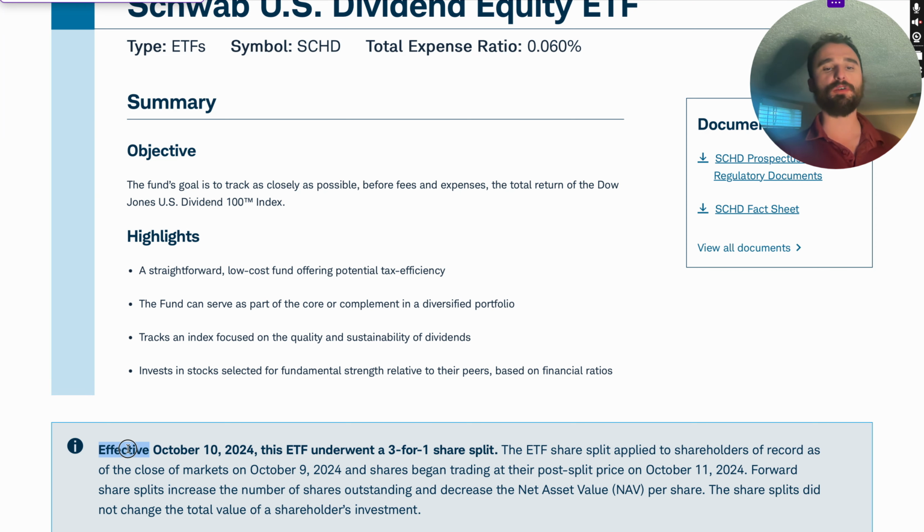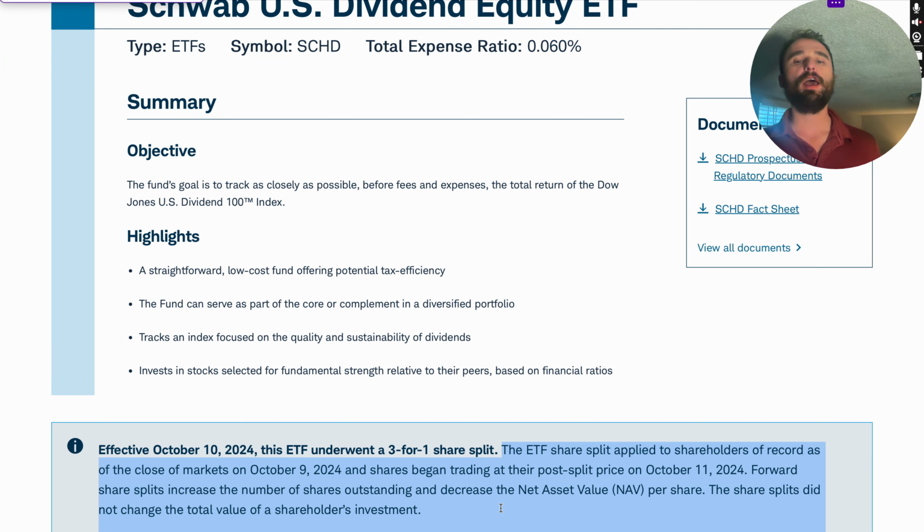Now, as of October 10th, 2024, keep in mind this one did do a 3-for-1 share split. So basically, it was a forward split. So post-split, basically you get more shares at a lower price. And the dividend and everything else kind of equals out. So it basically lowers the amount of dividends you receive per share, but you also have 3 times the amount of shares, if that makes sense.